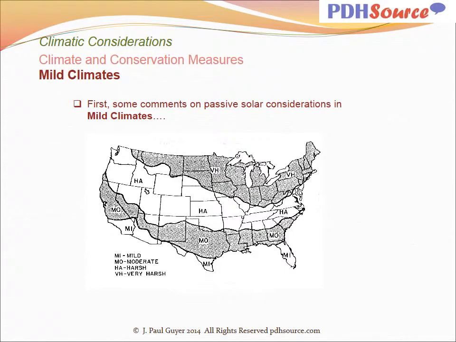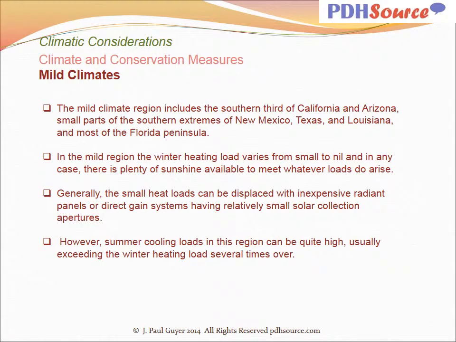First, some comments on passive solar considerations in mild climates. The mild climate region includes the southern third of California and Arizona, small parts of the southern extremes of New Mexico, Texas, and Louisiana, and most of the Florida Peninsula. In the mild region, the winter heating load varies from small to nil, and in any case there is plenty of sunshine available to meet whatever loads do arise.